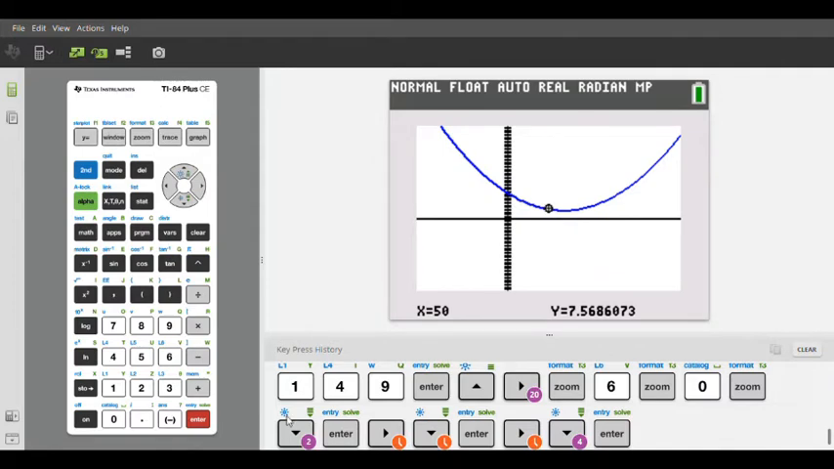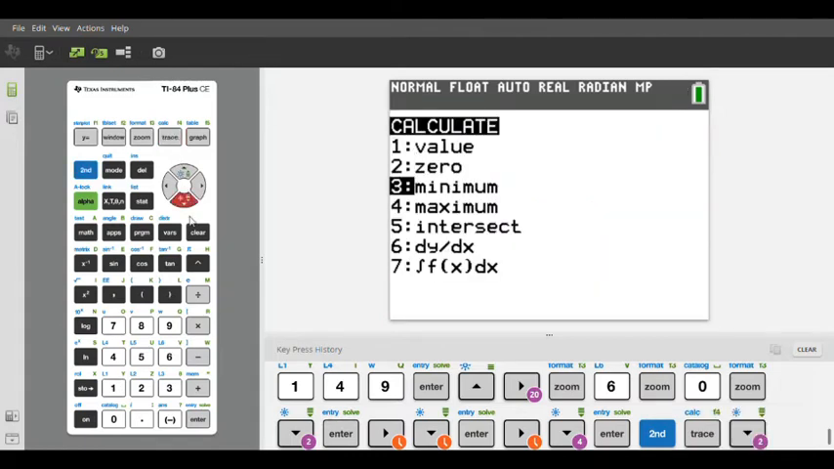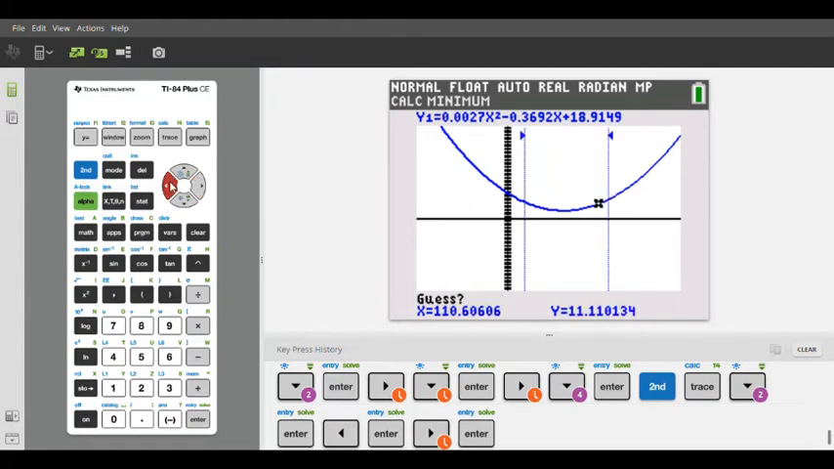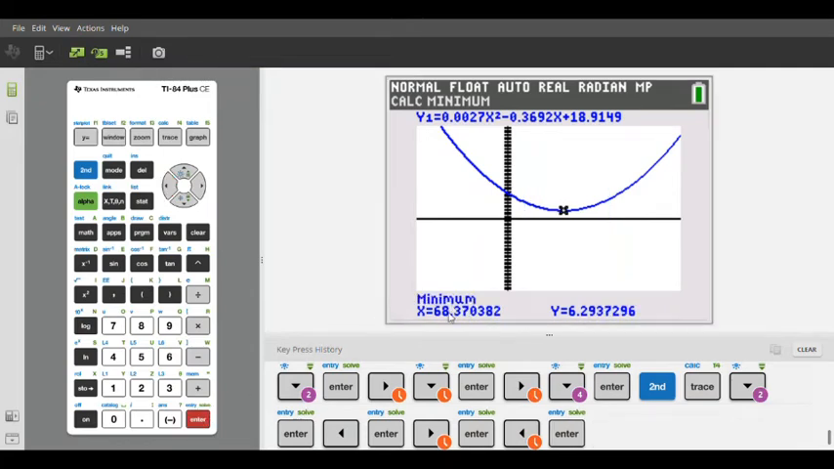Now it asked us, during what year does the model indicate that the percent of foreign-born population was a minimum? Okay, so let's find the minimum. Second calc, minimum. We will go left of the minimum, hit enter. We will go right of the minimum, hit enter. And we'll come right back here, guess where the minimum is, hit enter. What we get is that our minimum is at approximately x equals 68.37, and our y for that minimum is 6.29. Alright, so let's take those values back to the page and use them to solve the last two parts of the question.